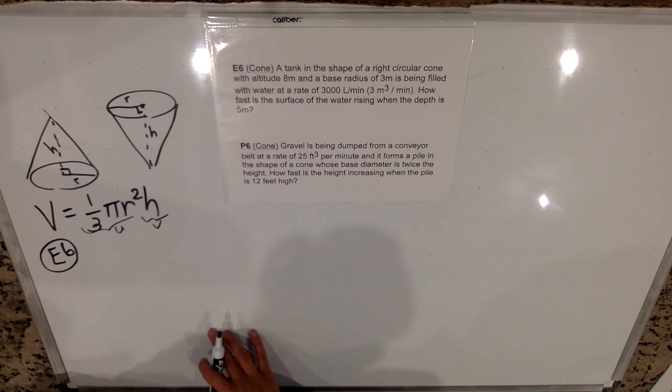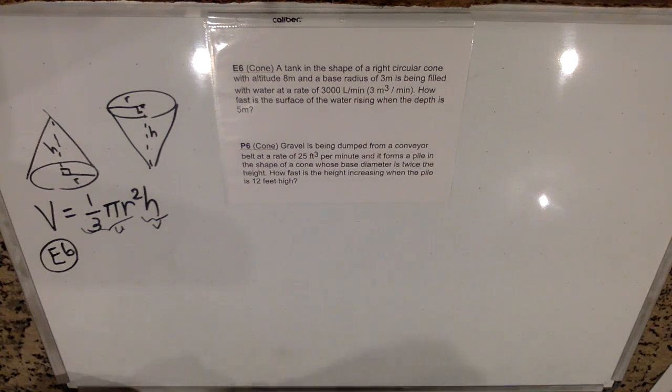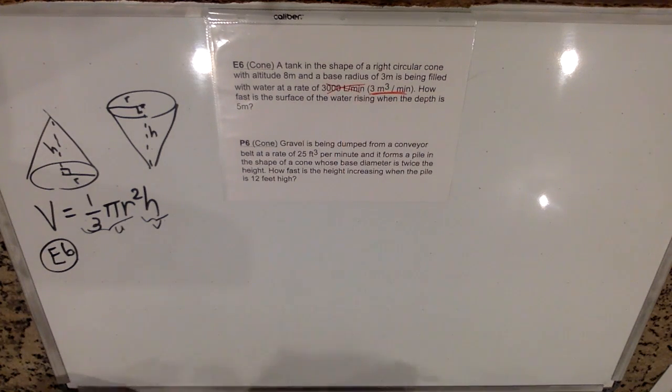All right, so a tank in the shape of a right circular cone with an altitude of 8 meters and a base radius of 3 meters is being filled with water at a rate of 3,000 liters per minute, which they tell us is 3 meters cubed per minute, which is relevant because everything else is measured in meters. So despite the fact that they gave us that 3,000, everything else is in meters, so I don't know why they bothered to give us that. We want to use the 3 meters cubed per minute. Okay. How fast is the surface of the water rising when the depth is 5 meters?